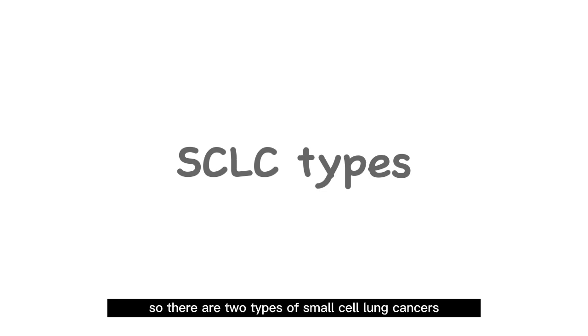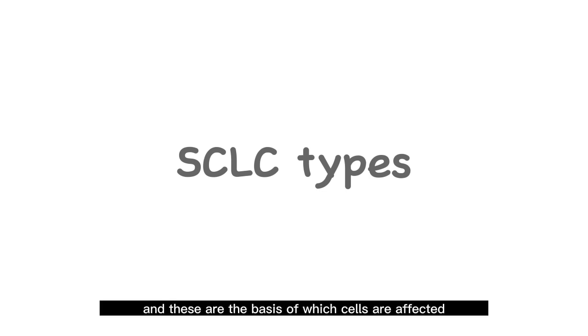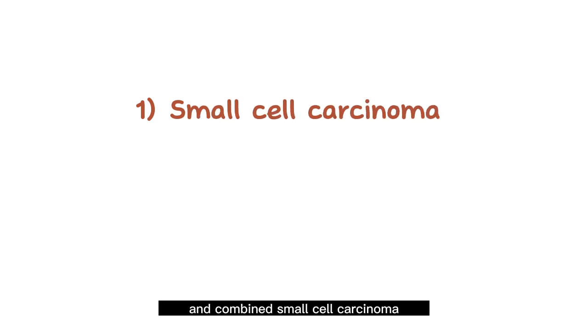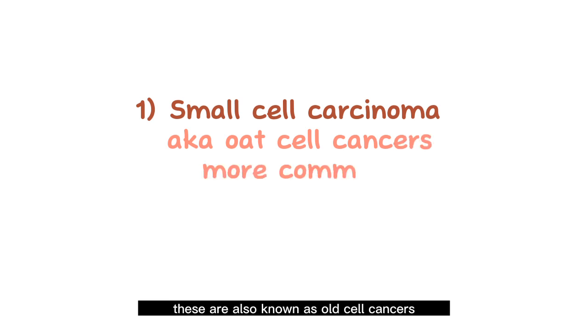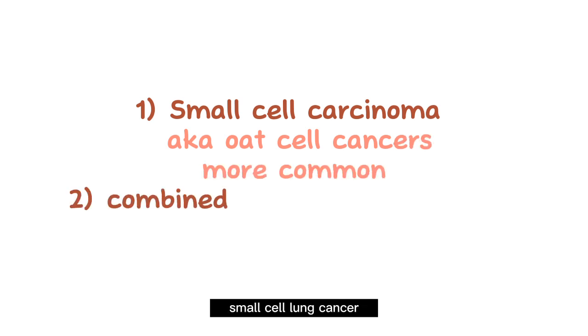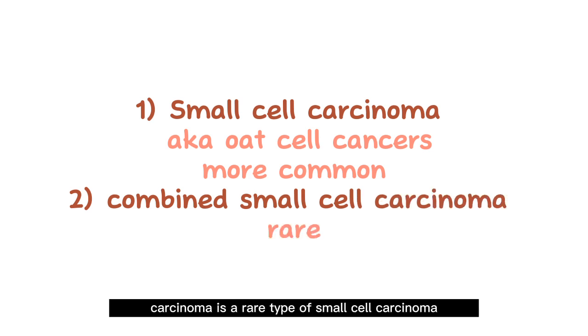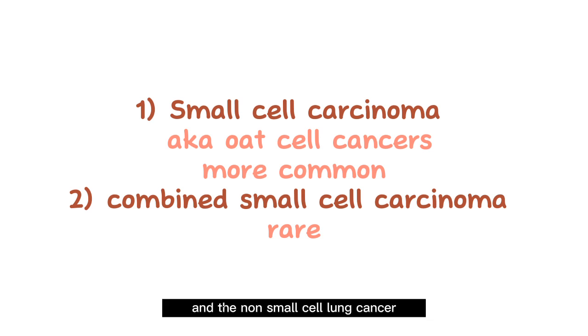So there are two types of small cell lung cancers, and these are on the basis of which cells are affected. These two types are small cell carcinoma and combined small cell carcinoma. Now small cell carcinoma is also known as oat cell cancer, and this is the more common type of small cell lung cancer. While the combined small cell carcinoma is a rare type and it has both the components of small cell and non-small cell lung cancer.